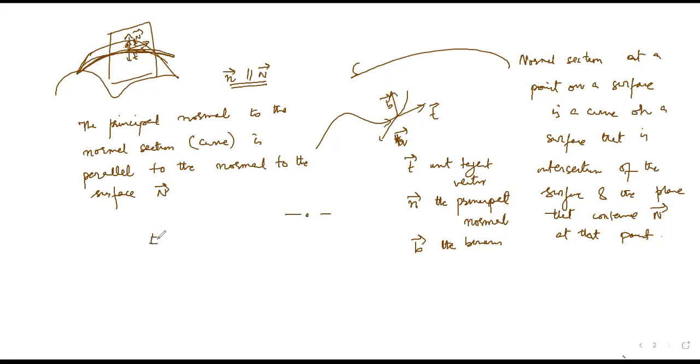As you must have studied, the first order fundamental magnitudes are E, F, G, and the second order fundamental magnitudes are L, M, N. You must have studied their significance, what they mean, and how they are related to the surface. Okay, now that is what we will do: we will try to find the curvature.